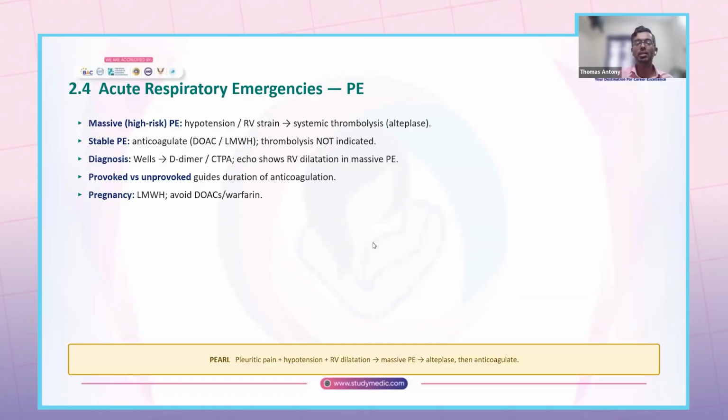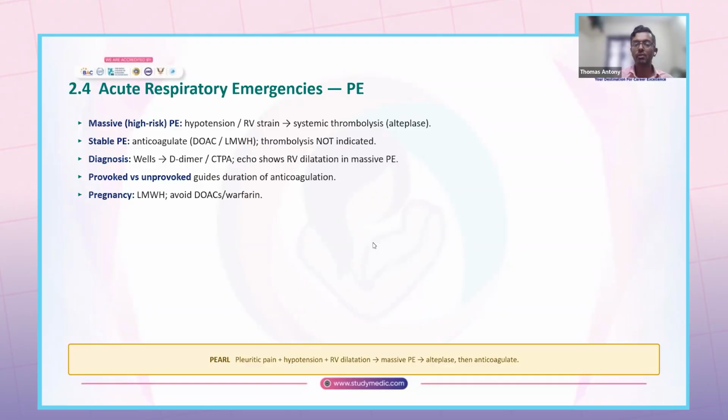If it is a stable PE, we can anticoagulate, and depending upon the contraindications, we can use either DOACs or low molecular weight heparins. Thrombolysis is not indicated because the patient is clinically stable. Diagnosis depends upon the Wells score. If the patient is having a low Wells score, you can always go for a D-dimer, then decide on CT pulmonary angiogram. If the patient is having a high Wells score, then we have to directly go for CT pulmonary angiogram.